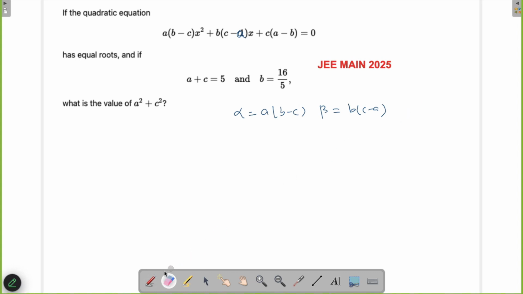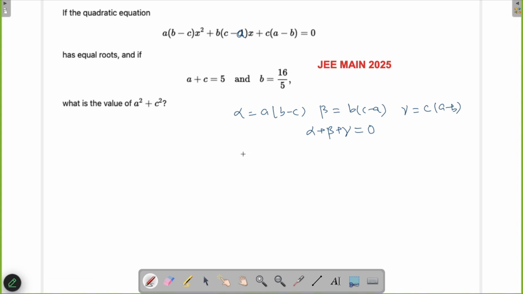So this is gamma, c times (a minus b). One thing you can observe is that when you sum up alpha, beta and gamma, the coefficients come out to be 0, because ab here and ab here, and ac plus and minus here, so everything gets cancelled out. And this is what it is.